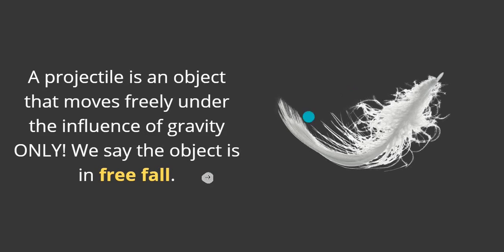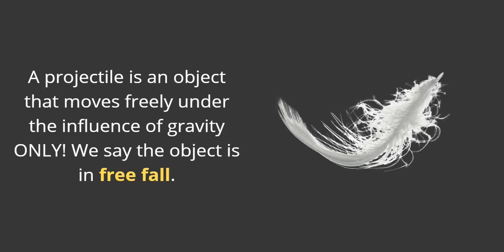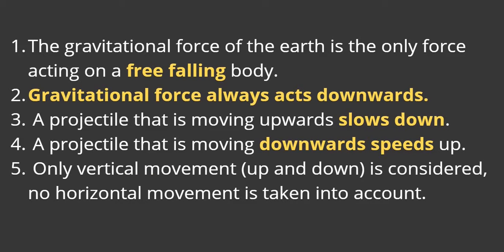And for now, we will only consider vertical projectile motion, right? In one dimension, so that is either up or down. A few things to note about vertical projectile motion, or free falling bodies: the first thing is that the gravitational force that is exerted by the Earth is the only force that is acting on this body that we said is in free fall. There is no other force. In most instances, in all instances actually, we ignore the effects of air resistance for now.